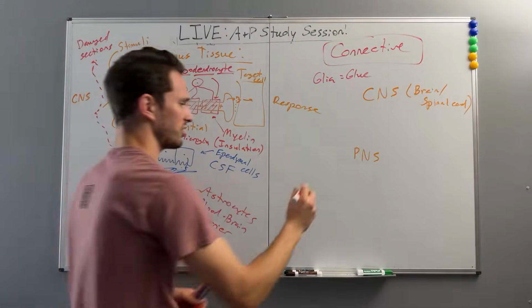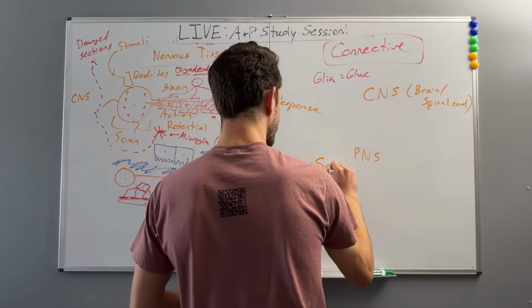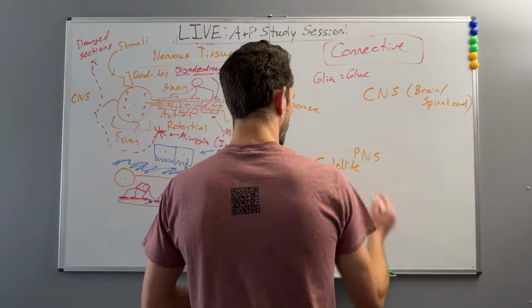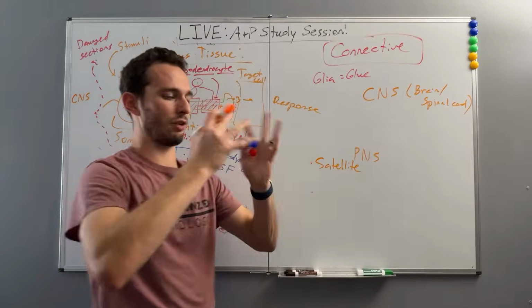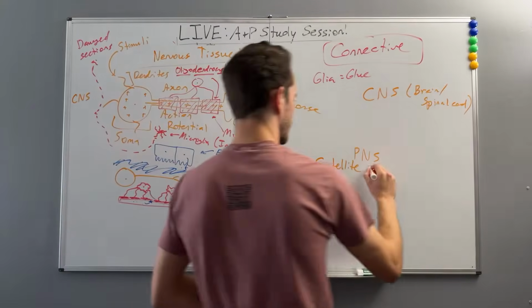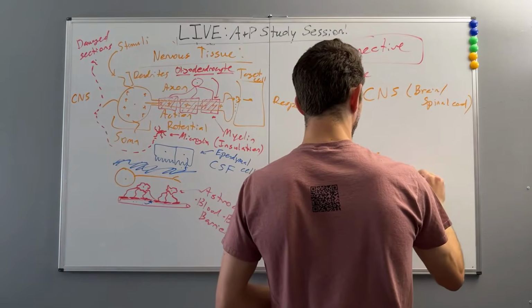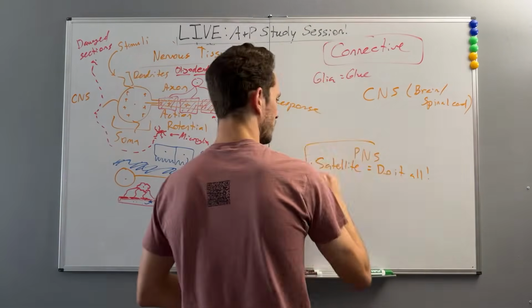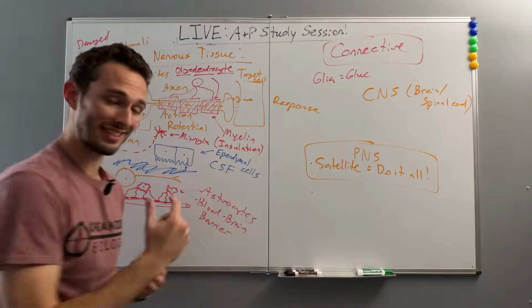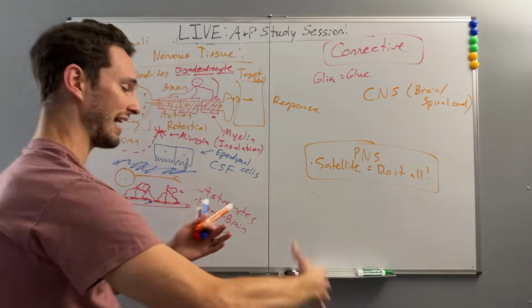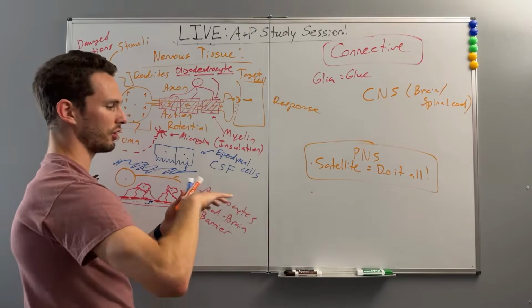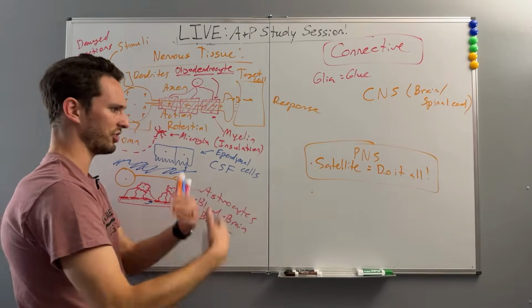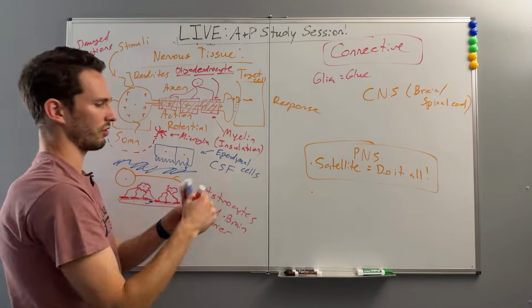Now, the peripheral nervous system only has two. They've got satellite cells. Okay, satellite just translates to they're kind of like around the rest of the neuron. And I just think of these as the do-it-all of the peripheral nervous system. They're going to help protect it, nourish it, respond to inflammation, all that. So it's a grouping of several different functions.